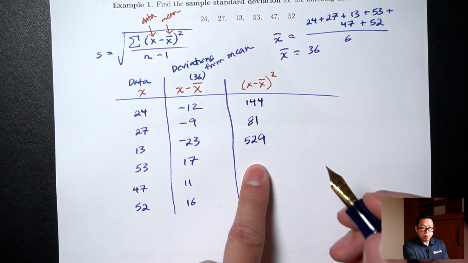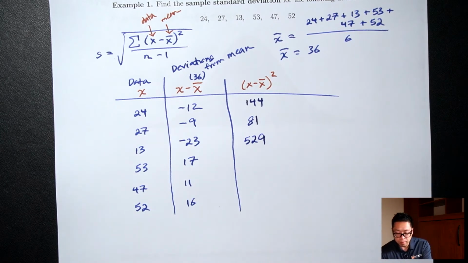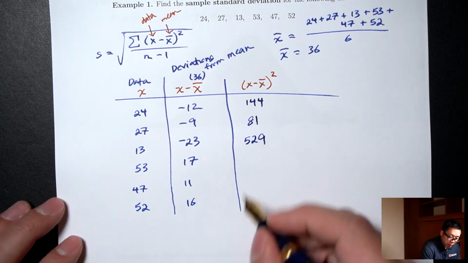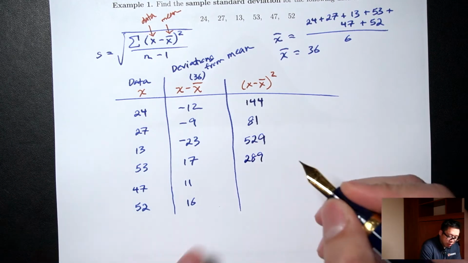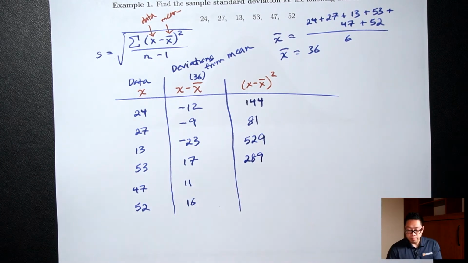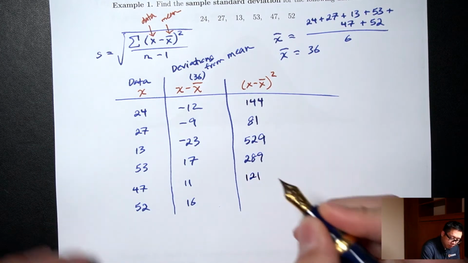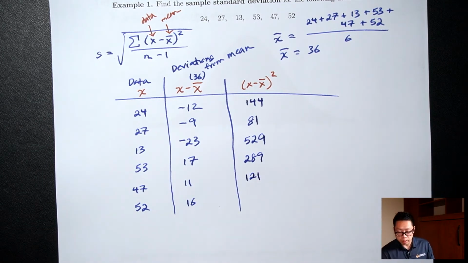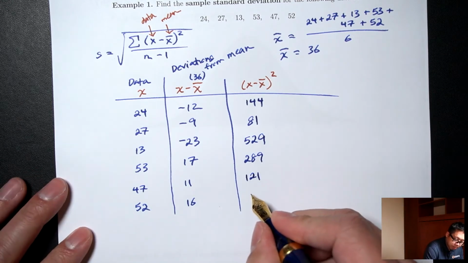17 squared, 17 times 17, 289. 11 squared, 11 times 11, 121. 16 squared, that's 16 times 16. It's 256.